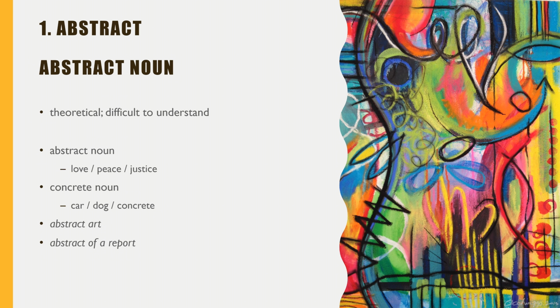Well, you might write, say, a 50-page report on something and add about a paragraph or two at the very beginning as a summary of the entire report, and that's called the abstract of a report.